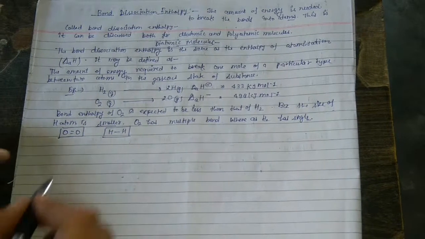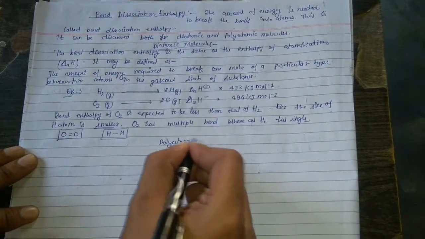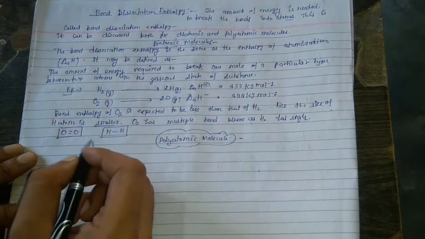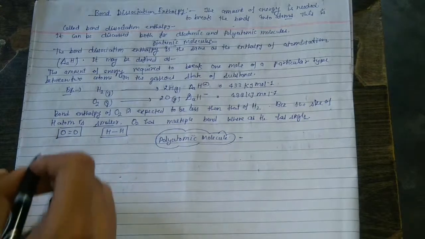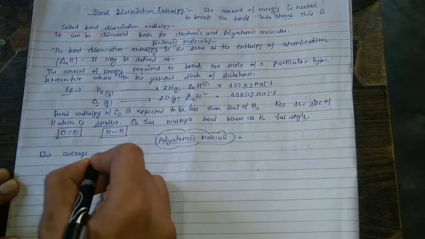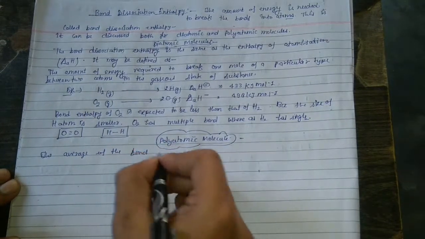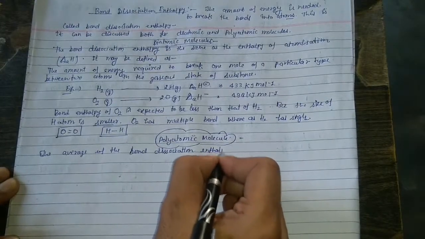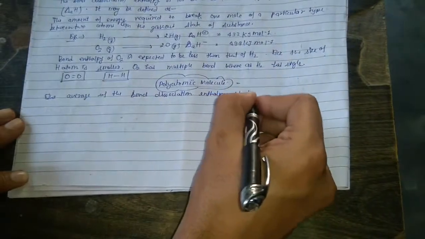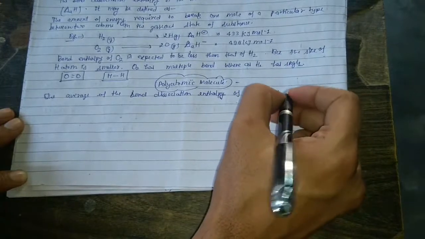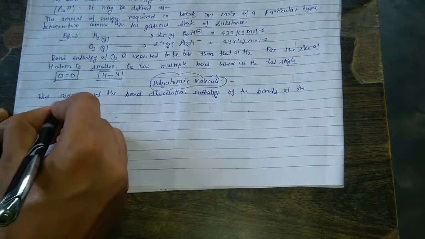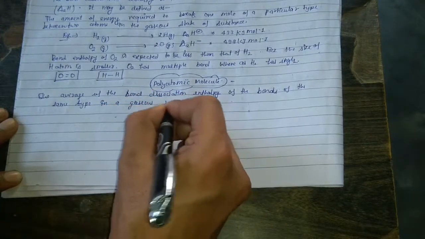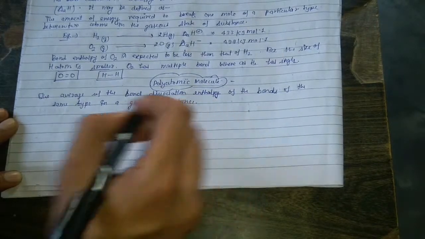Now for the polyatomic molecule. Firstly, we need to define the average bond dissociation enthalpy: the average of the bond dissociation enthalpies of the bonds of the same type in a gaseous substance.